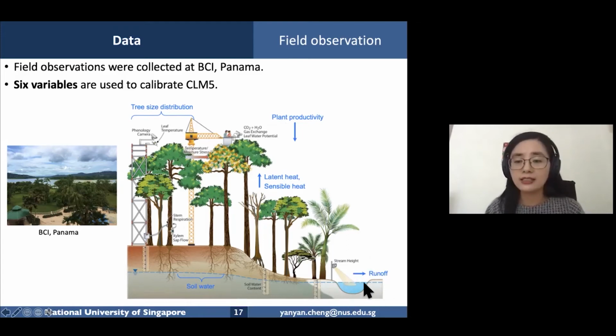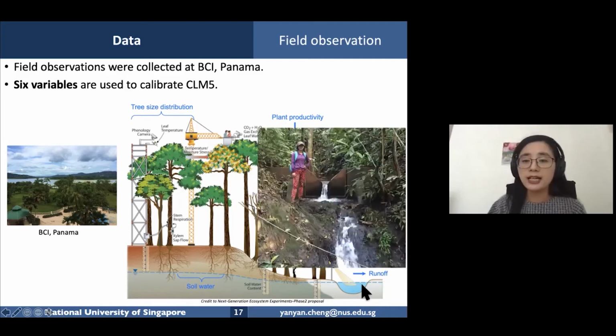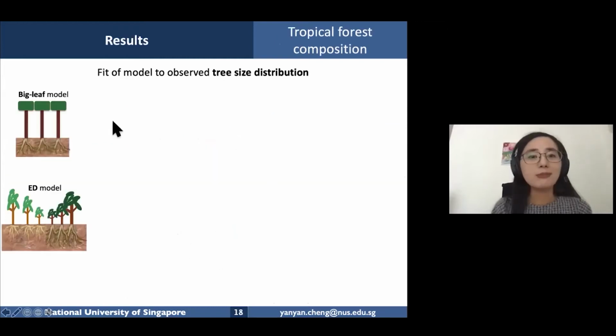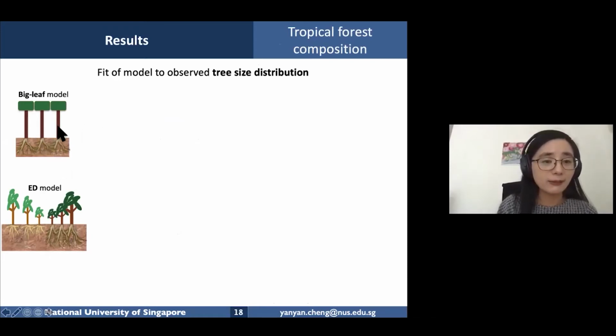We also validate against the runoff in the streams. Here it is myself doing the field work in Panama to collect the stream flow data out there. You can see I'm dressed in a very shiny color because I've been told it's easier to be identified in the tropical jungle. Before I show you our results, I would like to call back your memory for the vegetation models I have mentioned earlier, the big leaf model and the ED model. The ED model is what we use here, which is more advanced.